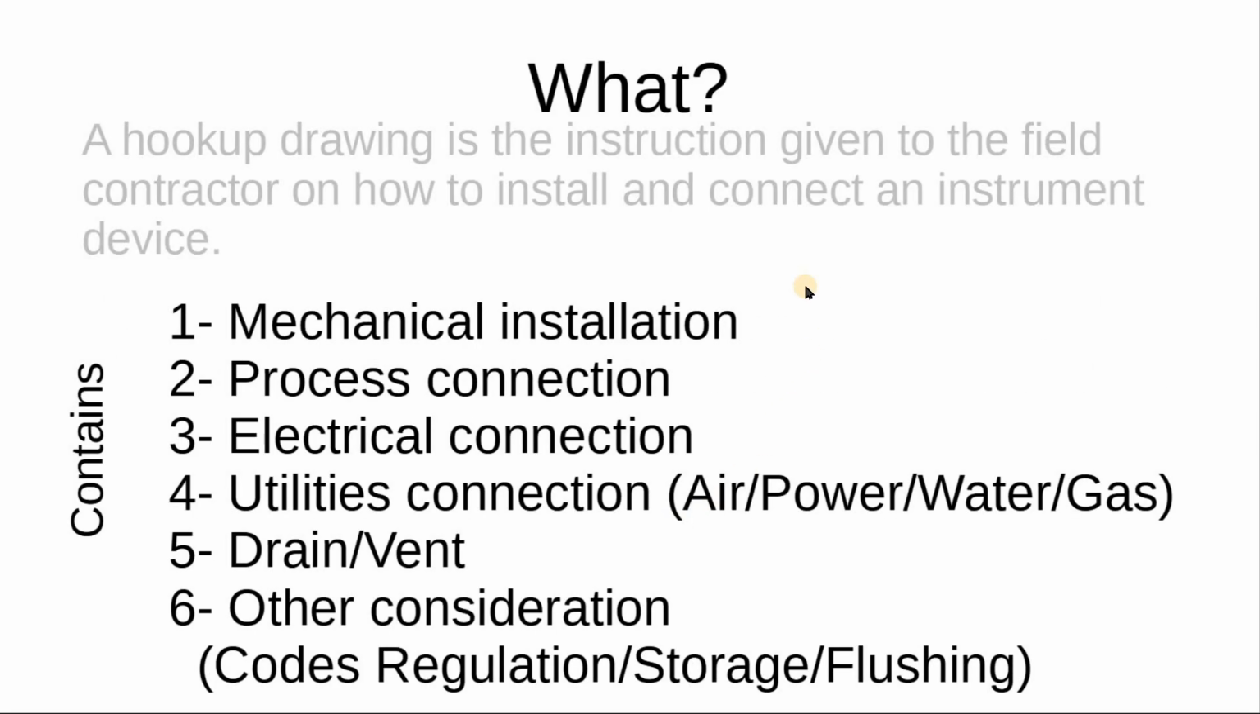So what do you expect to see in this drawing? The mechanical installation of the device, how you hook it up or connect it to the process, the connection to the electrical pieces, the utilities, if there are any, like the air, power supply, the water, the gas, if there is any vent or drain, and also if there is any consideration for storage, handling, flushing, calibrating, all those stuff. So we expect to see some of them or all of them, it depends.